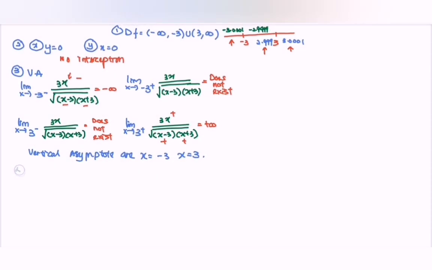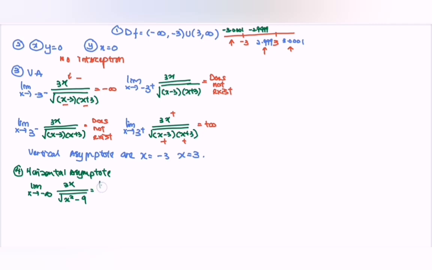Next, number 4 is to find the horizontal asymptote, where we have the limit when x approaches negative infinity, for the function 3x over the square root of x squared minus 9. So what we can do is to factor the square root of x squared.